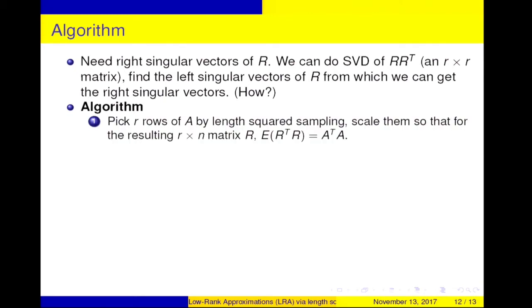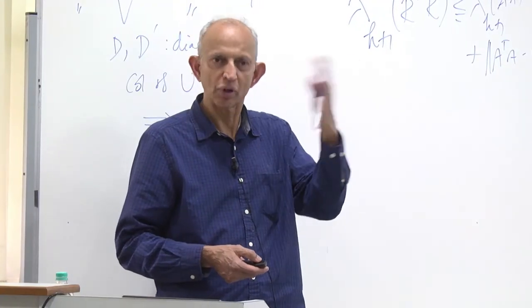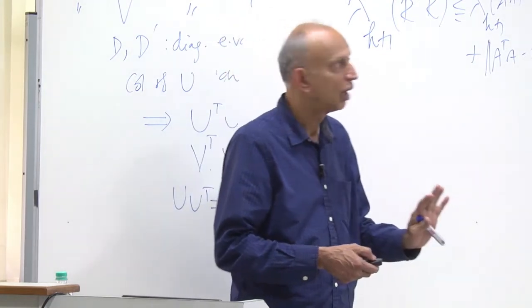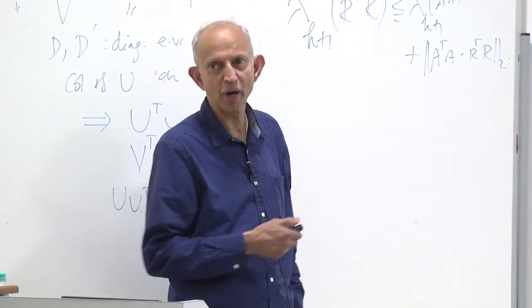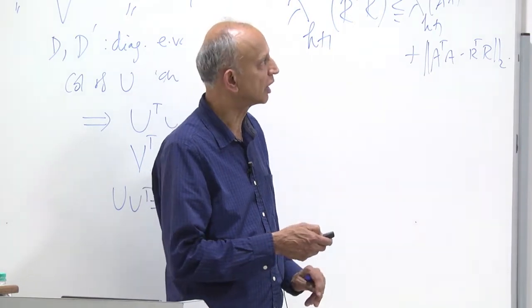Algorithm: we pick r rows. Now I'm going to give you a length squared sampling version. You could do it by other means again. Pick r rows of A by length squared sampling. Scale them so that for the resulting matrix, the expected value of R transpose R is A transpose A. Remember, this is going back to the beginning when we did length squared sampling. We said to make it unbiased, you have to scale it. So you pick these rows, and to make the estimator unbiased, you have to scale down by the probability you picked. Unbiased just means the expected value is right. We already did this in the beginning.